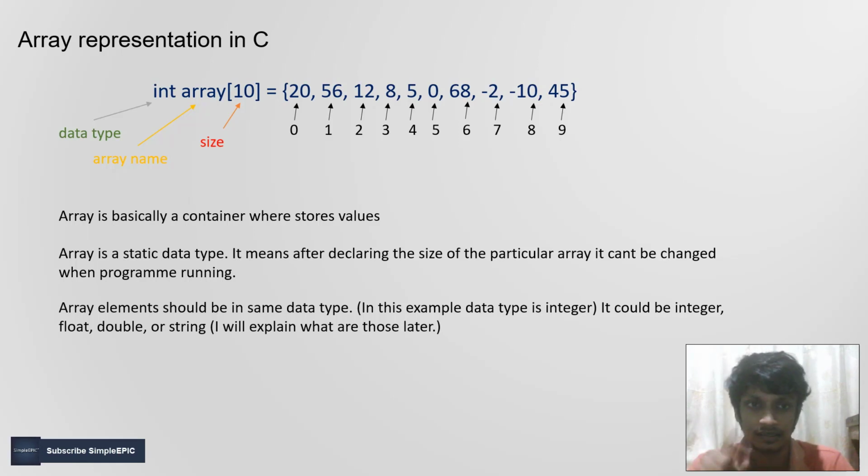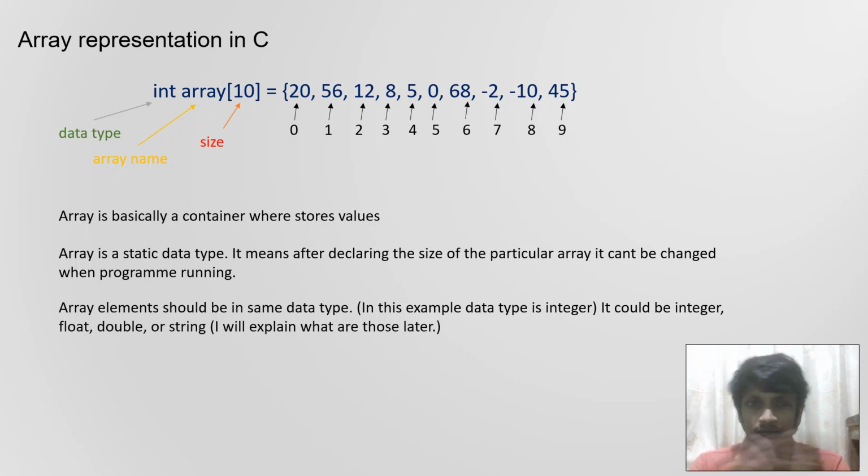The next thing is the size, which you put in the brackets. In my case, I have 10 elements within my array, so the size of the array is 10. If you want to make an array containing 100 elements, you can put 100 as the size. The rest are the elements: 20, 56, 12, 8, 5. Those are the elements that your array has.